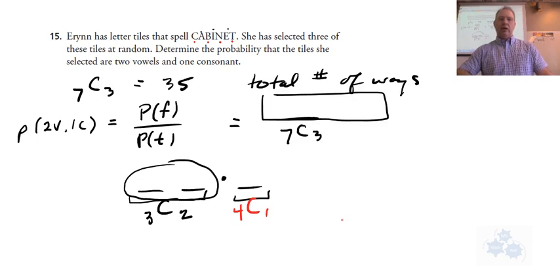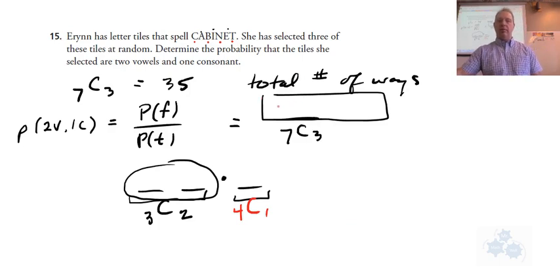Okay. So this is not necessarily a question about cases. It's not like at least 2 vowels, right? So if it said at least 2 vowels, we'd have to consider, okay, what's 2 vowels and then 3 vowels, right? So you have to consider both of those. This is just what's the probability of 2 vowels and 1 consonant.